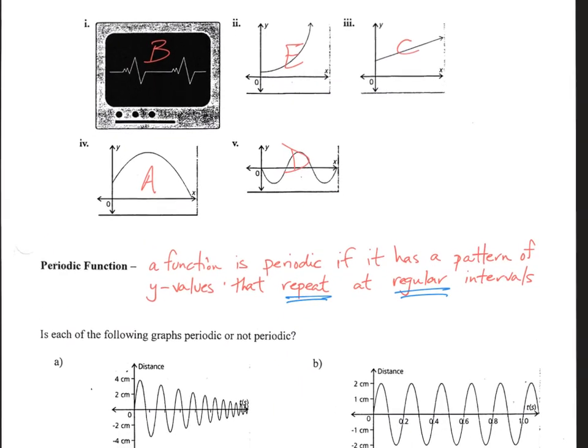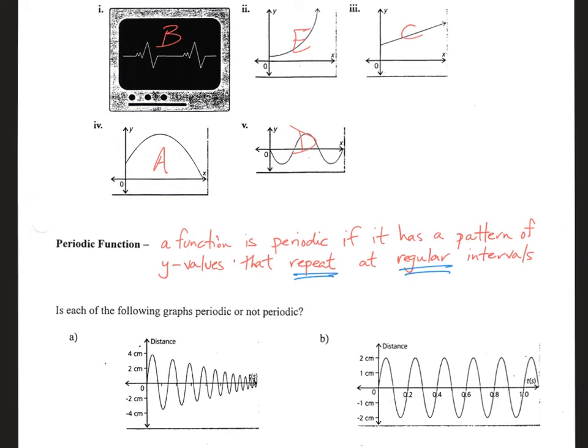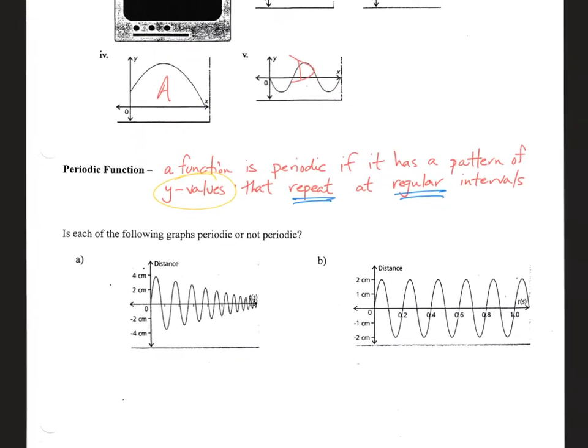If you take a look at the definition of a periodic function, there are 2 key components to it. A function is considered to be periodic if it has a pattern of y values that repeat at regular intervals. Those 2 key terms are underlined, and we're going to see where there can be a little confusion with that definition. So we must see repeating y values, and they must repeat at regular intervals.